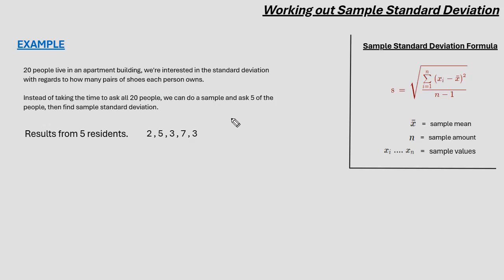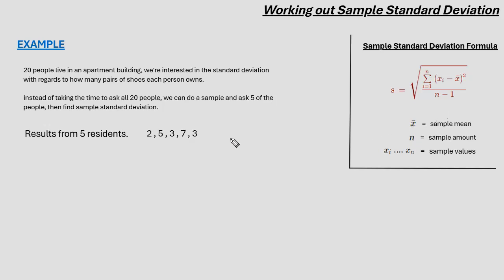But rather than find out how many pairs each of the 20 people own, what we can do is take a sample of just 5 of the people, find out how many pairs of shoes they own, and work out a sample standard deviation. And this is the formula that we use to find the sample standard deviation.